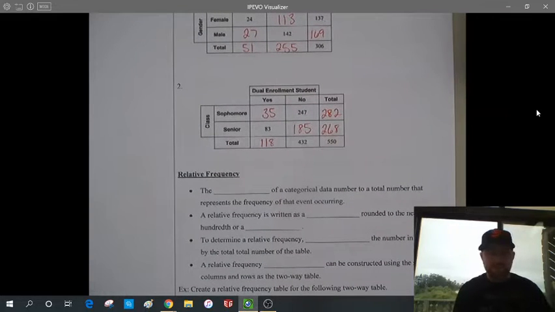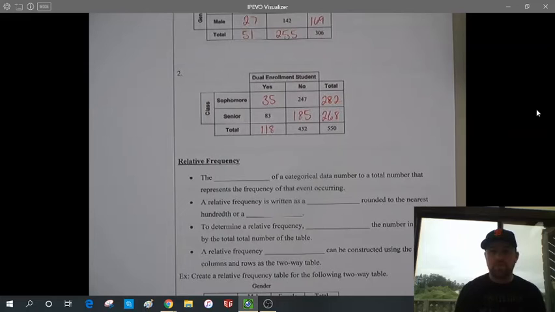Okay, so that's a two-way table, and that's how, if we're missing data from the two-way table, we can fill that information in based on the fact that we know that each column and row has to add to make the totals.